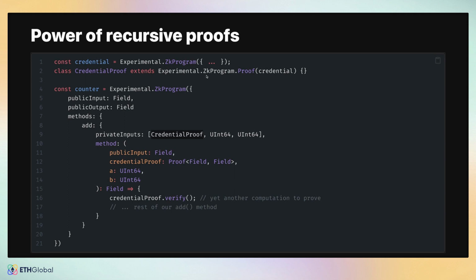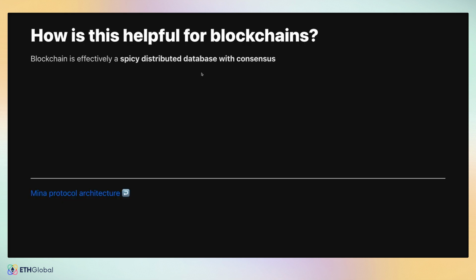So recursive proofs are probably the single most powerful primitive in the whole stack. So we'll be working with them throughout the workshop pretty extensively. So how is this helpful for blockchains? Like, what kind of benefits do we have if we try to architect blockchains using zero-knowledge proofs?